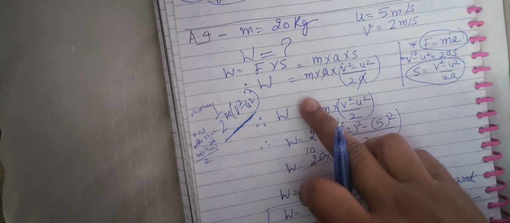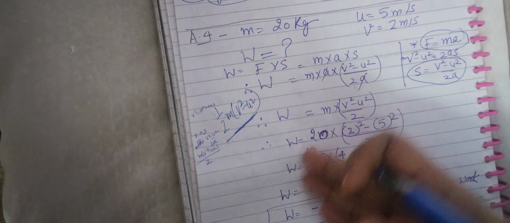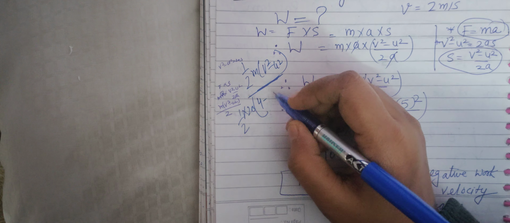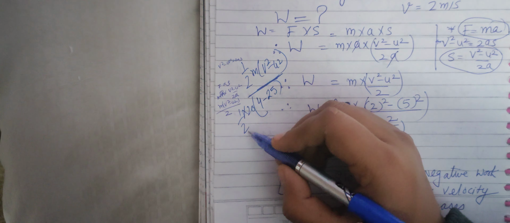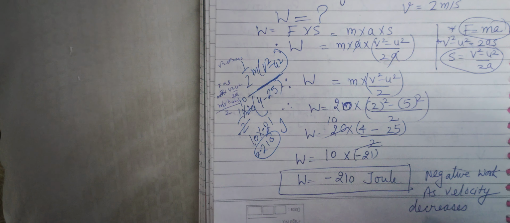Okay, so see here, otherwise you can apply the same formula, but I have given you this one. So apply this formula and you will get the answer, half m v square. Half m is what? 20. What is v square? 2 square means 4. Minus, what is 5? 5 5s are 25. Half into 20 means 10. 10 into 4 minus 25 means 21, minus. So it will be minus 210 joule. Negative work means velocity is decreasing.